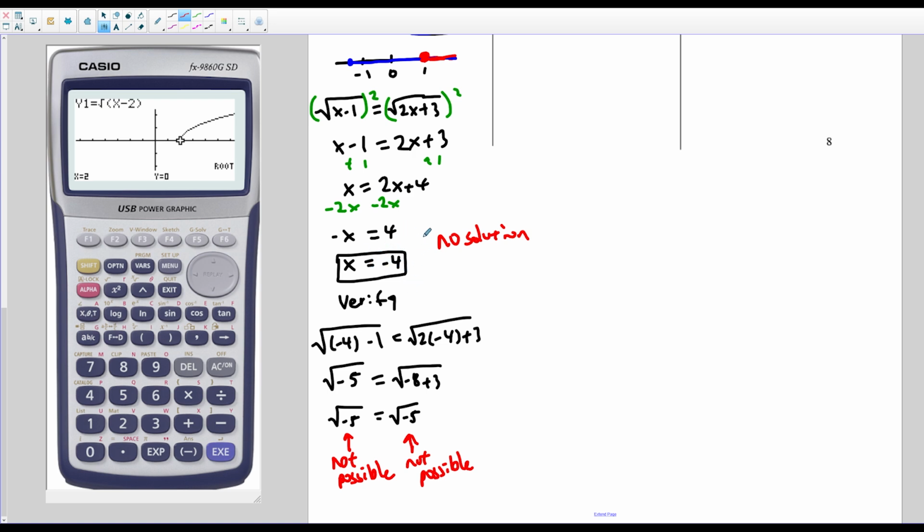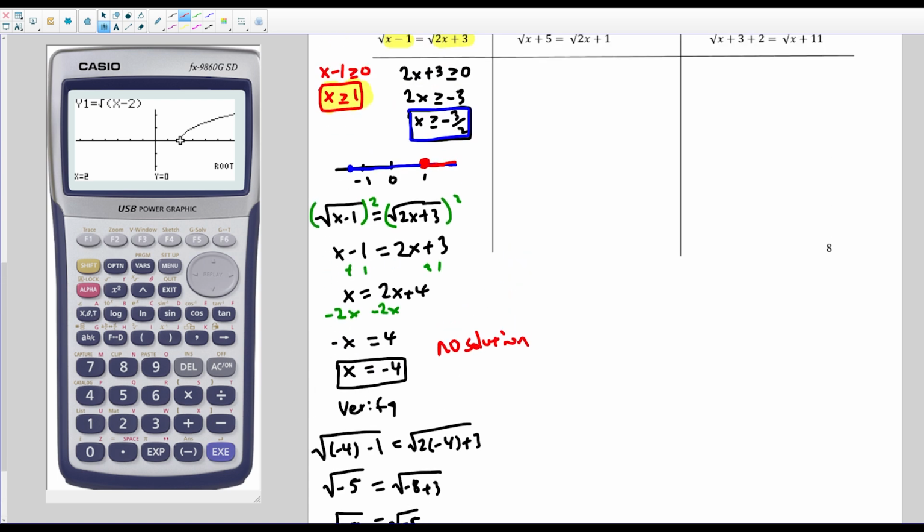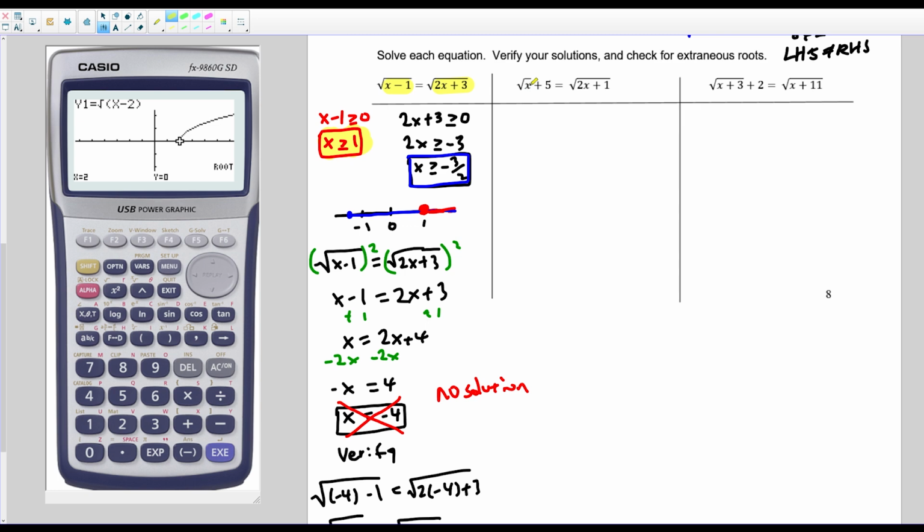Now, going back to our idea of restrictions, if you caught it earlier, we have x is equal to negative 4. When we compare this to our original restriction, we said that x has to be greater than or equal to positive 1. And we can already see, even before we verify, that this simply does not work. So x equals negative 4 has to be nixed. That's not our solution.